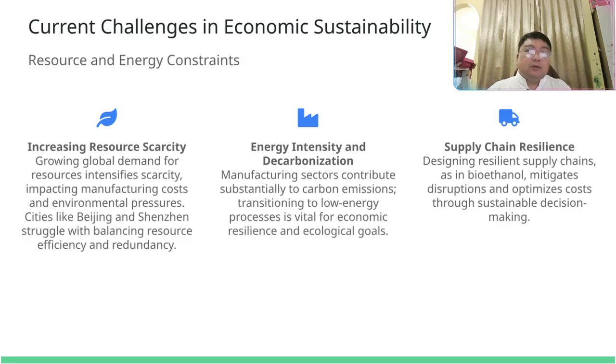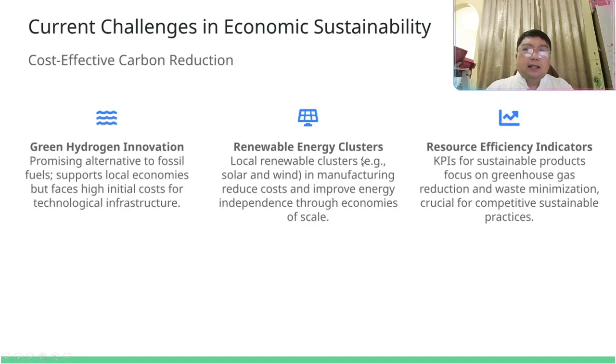These are the things that we have to consider, whether there is enough supply or not, for the whole nation and everything. Current challenges in economic sustainability, also cost-effective carbon reduction, green innovation. These are the things that people have done research on.